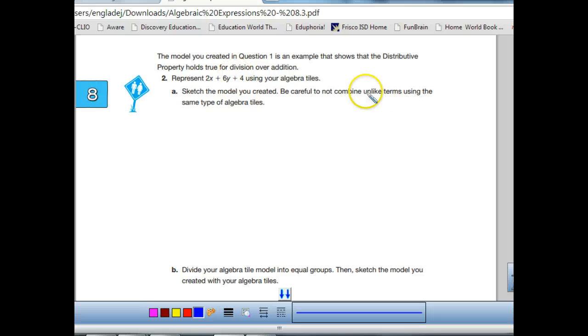All right, so the next question they said, the model you created in question 1 is an example that shows the distributive property holds true for division over addition. So they want us to represent 2x plus 6y plus 4 using your algebra tiles. Well, unfortunately, because we don't have any y's, I'm going to go ahead and show it to you using what I have on my Mobi.